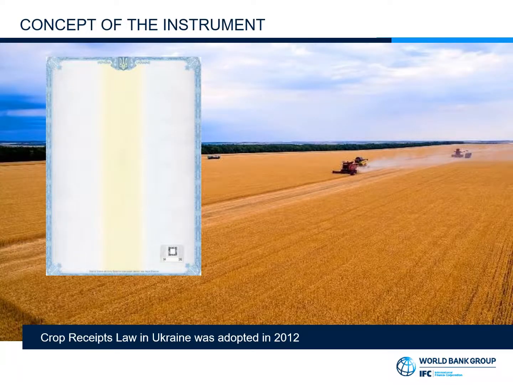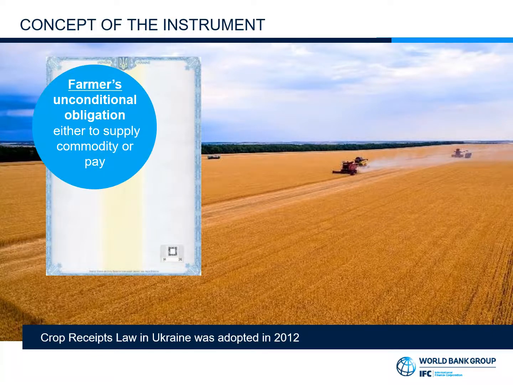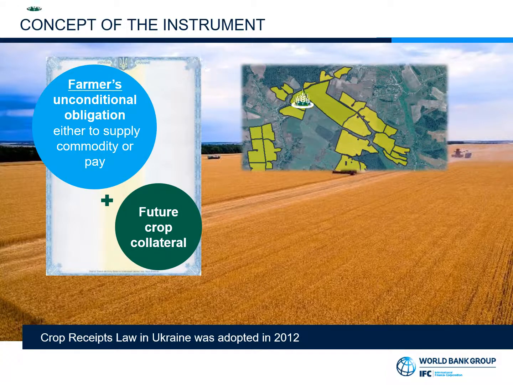Crop receipts are regulated by the corresponding law adopted in Ukraine in 2012. According to the law, crop receipt is an unconditional obligation of the farmer to pay or deliver commodity, secured by the collateral of future crop grown on the specific land plots. Any farmer who has a properly registered right to use the land for agricultural production can issue a crop receipt. On the other side, anyone who is willing to finance a farmer can be a creditor.